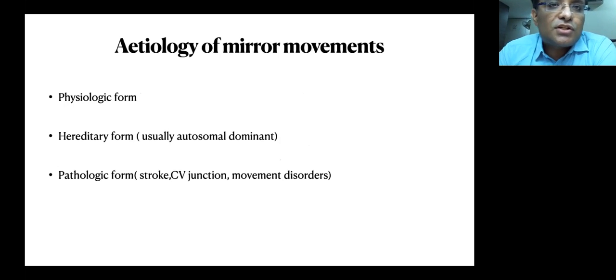Now, when we consider the etiology of mirror movements, basically it is divided into three particular forms. One is physiological form, which we have just seen that it may last from the infancy up to the age of 10 years. Second is hereditary form, which we call congenital mirror movements. It's generally autosomal dominant, but maybe few cases are recessive as well. And third, pathological causes where there are secondary causes such as stroke, CV junction anomalies, movement disorders, and few others, which we will look at in detail.